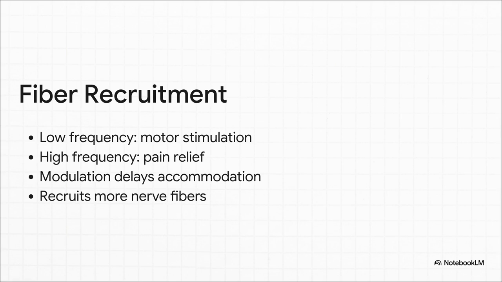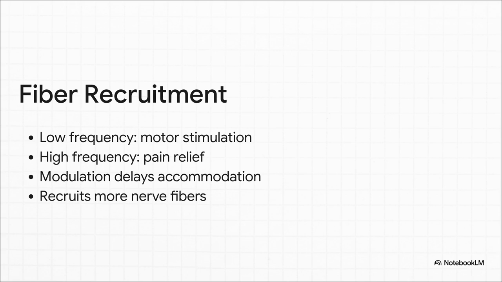On top of that, different nerve fibers respond best to different frequencies. Lower frequencies are fantastic for muscle contraction and motor stimulation, while higher frequencies are better for sensory stimulation and pain relief. So by sweeping through a whole range of frequencies, we aren't just delaying accommodation, we're actively recruiting different populations of nerve fibers throughout the entire sweep.